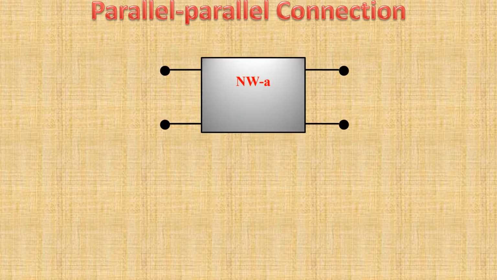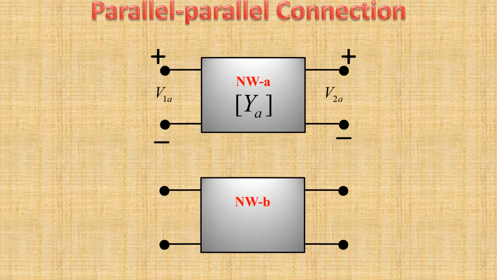Now let us see how we can connect two two-port networks in parallel connection. We have a network A having short circuit admittance parameter matrix YA, and its input and output port voltages are V1A and V2A respectively. We have a second two-port network B having short circuit admittance parameter matrix YB and input and output port voltages V1B and V2B respectively.